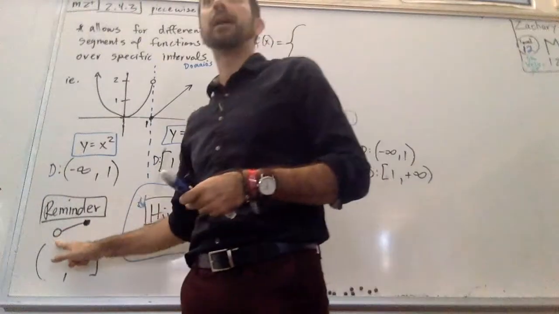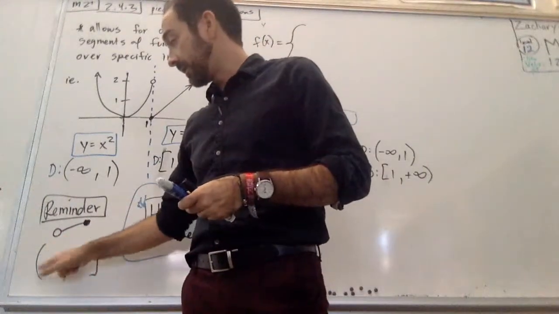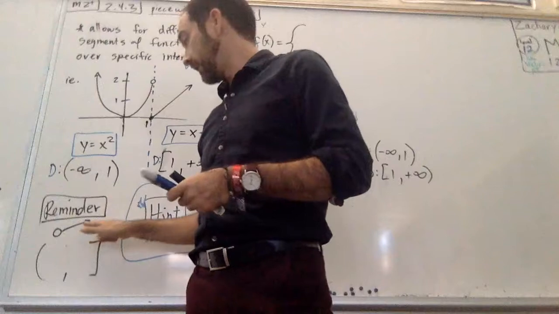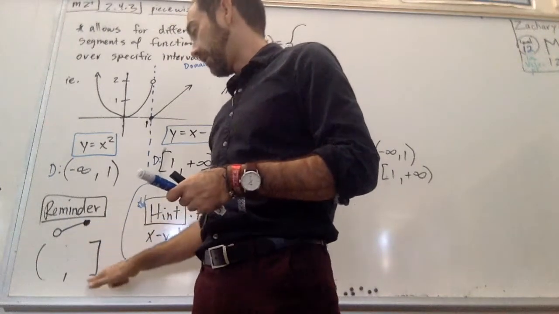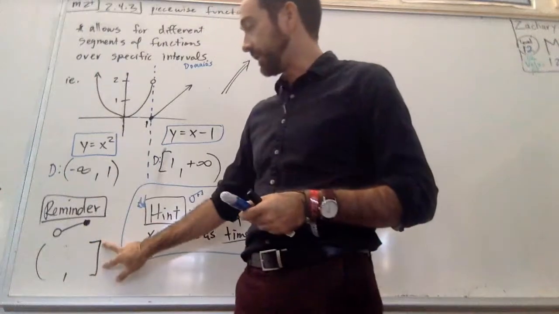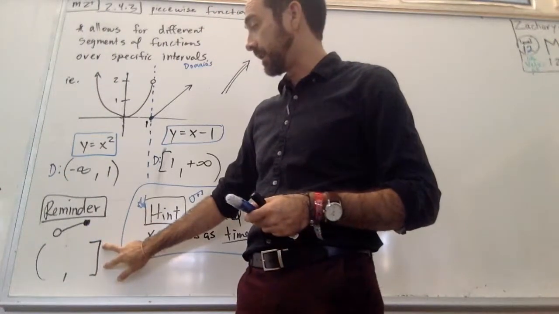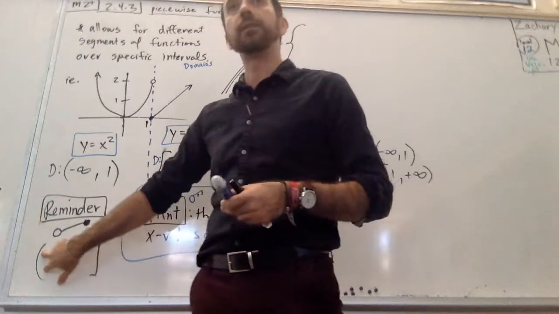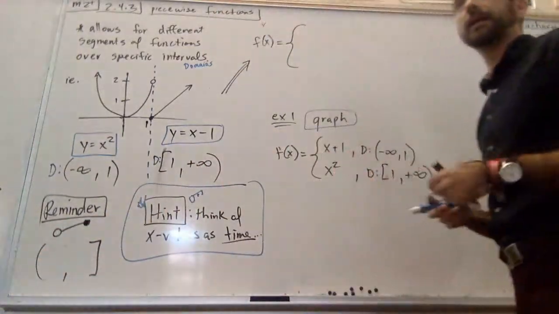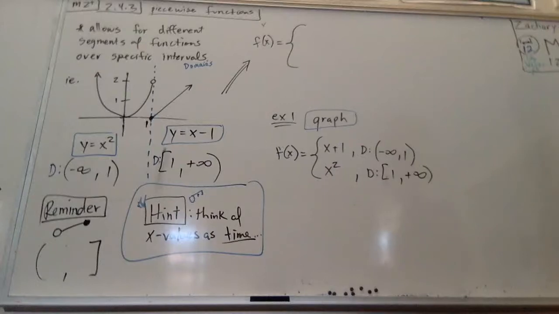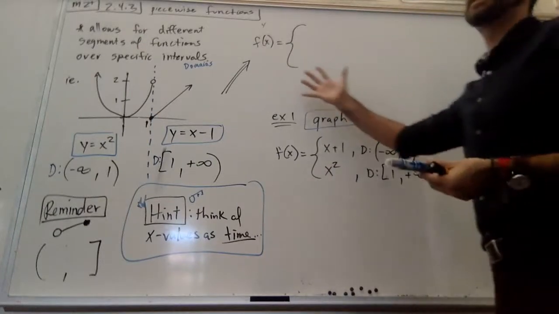Reminder, open dot corresponds to this parenthesis bracket. Solid point, solid dot is our hard bracket. This means you're including the endpoint value, the limit. This means you're not including that. It goes right up to it, but does not include the point at that value. Okay. So let's look and see. You're going to see it in this notation.